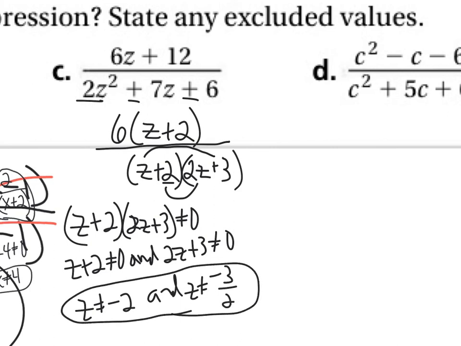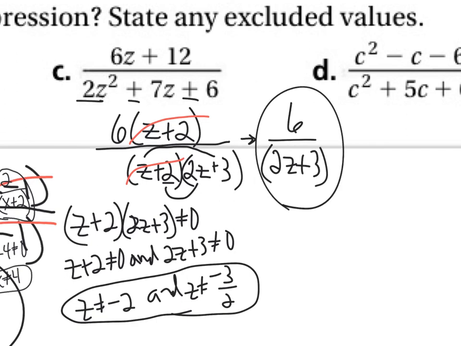And then we've already done the factoring, so it's just a matter of canceling our like factors at this point. So if you'll notice, we have in parentheses z plus 2 that we can cancel on both of those. And that's it. So that would be our final answer.